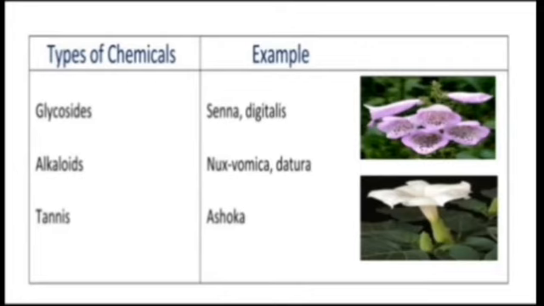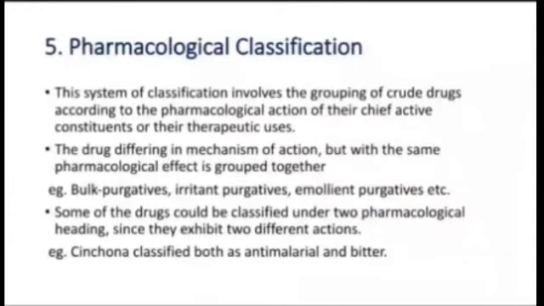Types of chemicals and their examples. First chemical is glycosides, examples are senna and digitalis. Second is alkaloids, and their examples are nux vomica and datura. Third chemical is tannins, and their example is ashoka. Digitalis and datura images are given there.